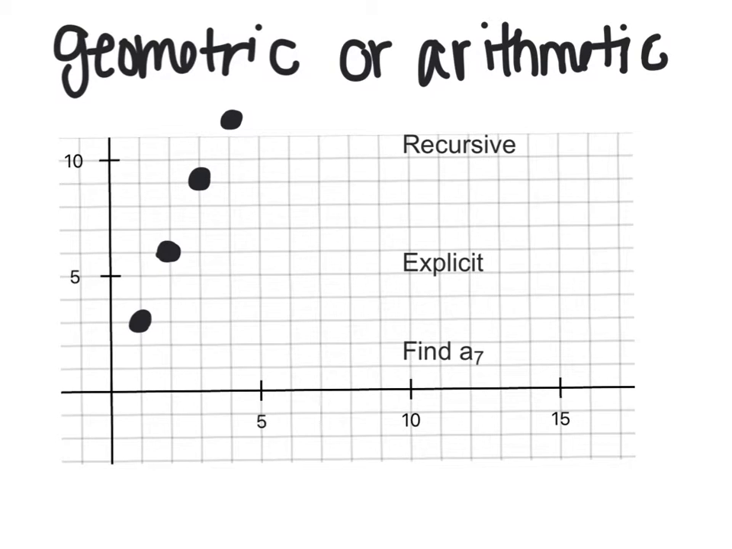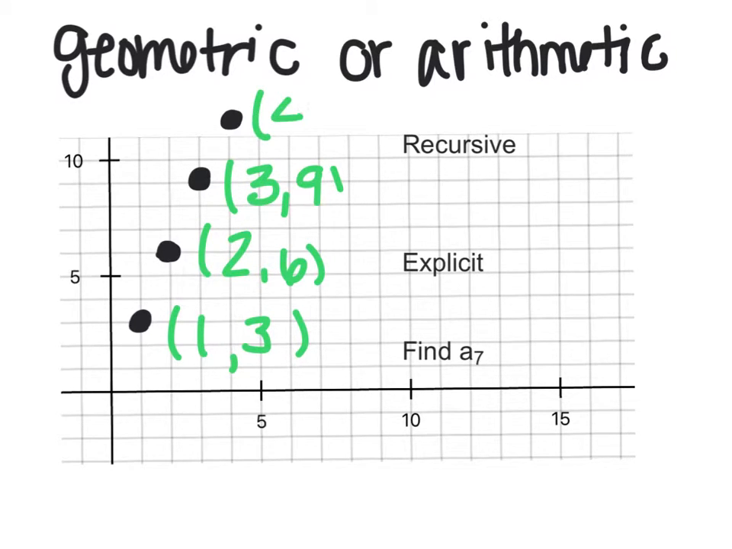So I have another sequence. This one's presented a little bit differently. It's presented in a graph. So before I can actually decide if it's arithmetic or geometric, one of the things I can do is I can figure out what all these points are. So this first point is going to be the ordered pair 1, 3. My next point is 2, 6. My next point is 3, 9. And this one up here I'm betting is 4, 12, just because I know what the pattern is, and that seems to make sense.